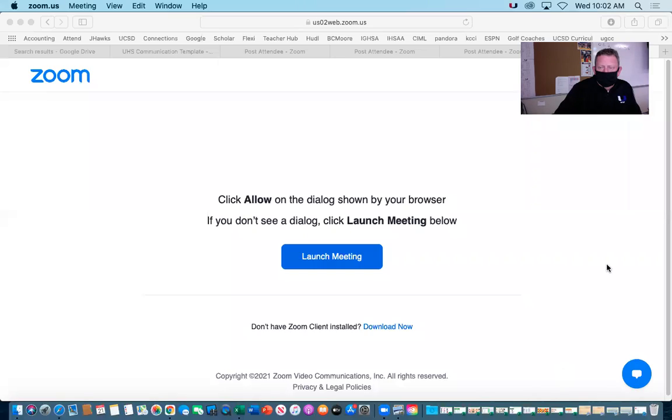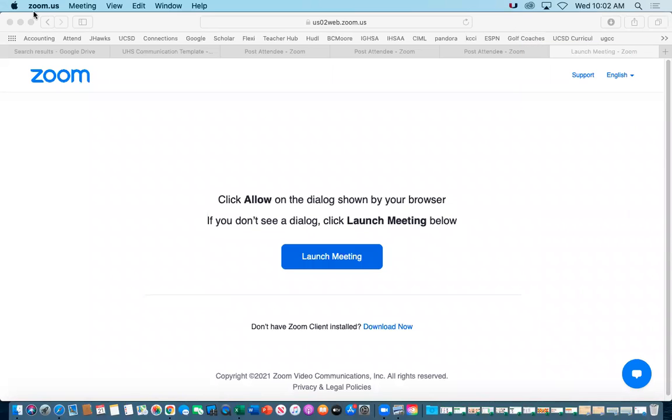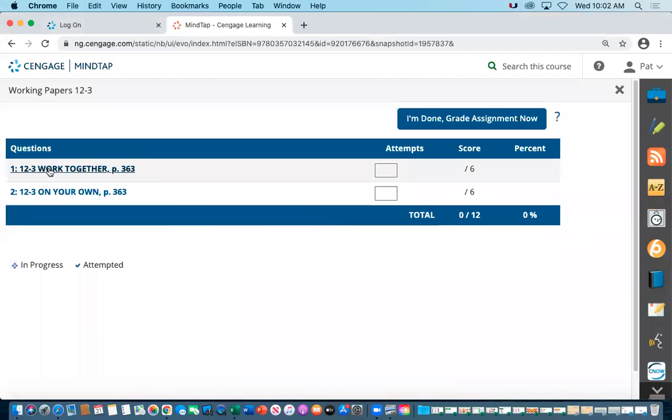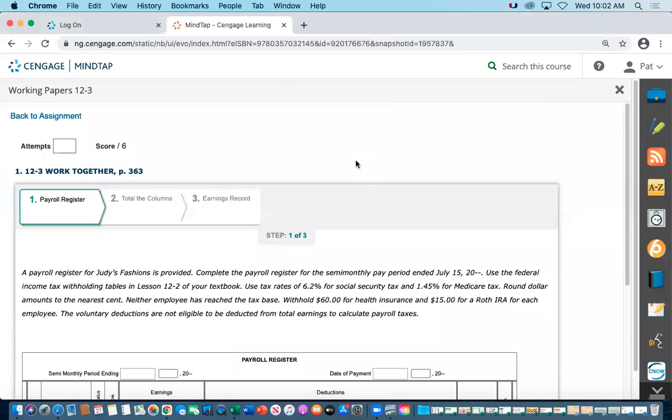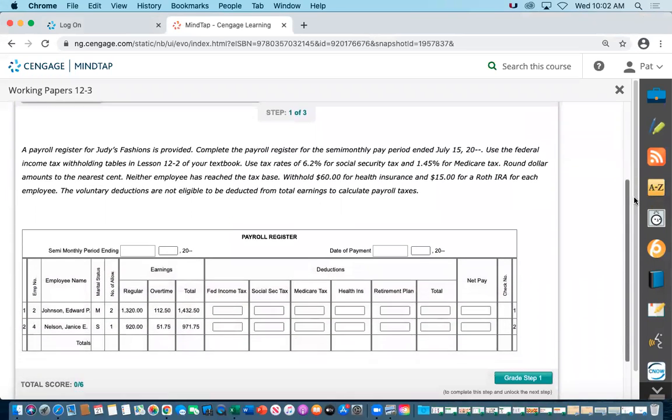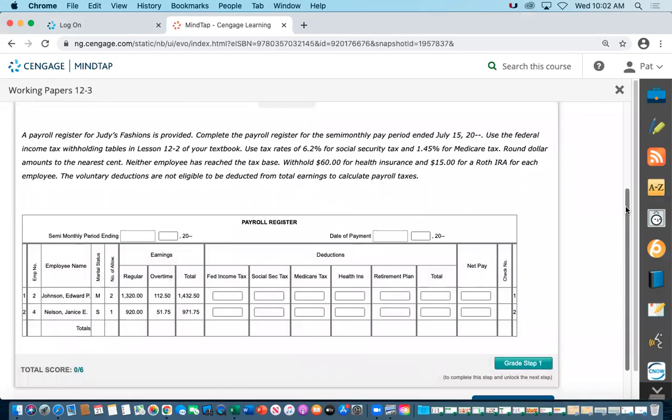Okay, let's go ahead and work on 12.3, work together. Excellent. All right, so here we are. It says we're working for Judy Fashion. She's got a payroll register for us, semi-monthly pay period ended July 15th.